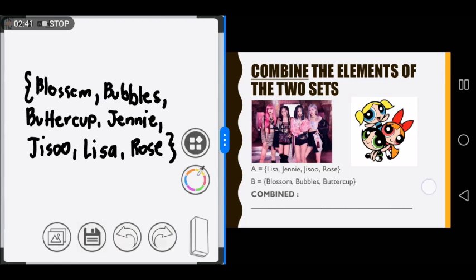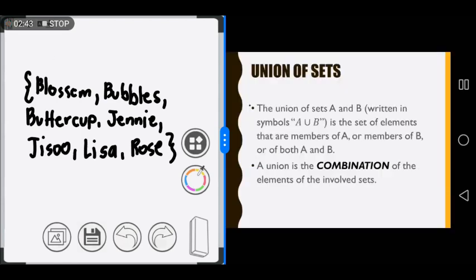Why did we combine the elements? Because that is what we call the union of sets. The union of sets A and B, written in symbols A union B. Okay, A union B is the set of elements that are members of A, members of B, or both A and B. So, in other words, we're just going to combine the elements of the two sets.